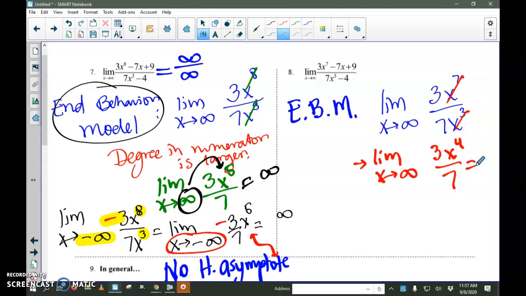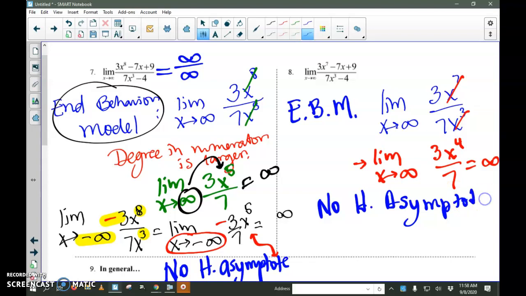Now I have an even degree. In number 7 I had an odd degree. Positive leading coefficient. So as x approaches infinity, the right-sided end behavior, my outputs approach infinity. Again, there was no horizontal asymptote. And these results could change depending on what x is approaching, positive or negative infinity, depending on the sign of your leading coefficients, and depending on the degree that you are left with when you simplify.